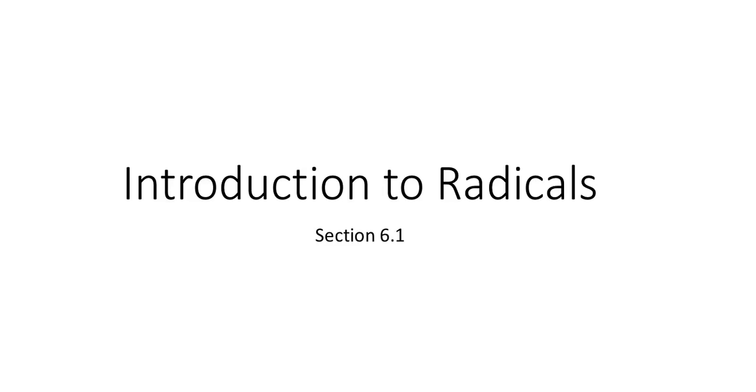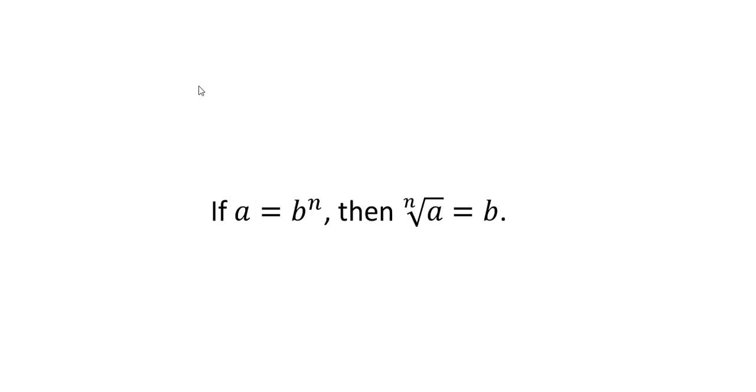In this video, we're going to take a look at section 6.1 on Introduction to Radicals. All right, so this is the definition of what radical notation means. If a equals b to the n power, then this is read as the nth root of a is equal to b. So let's put some numbers in here to make some sense of this definition.